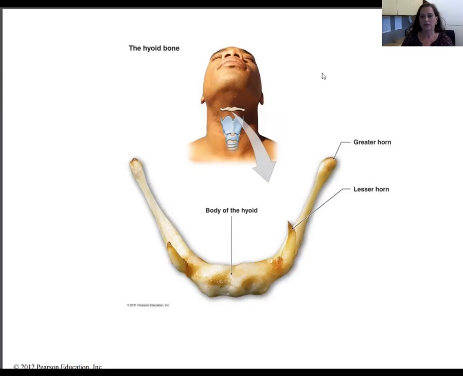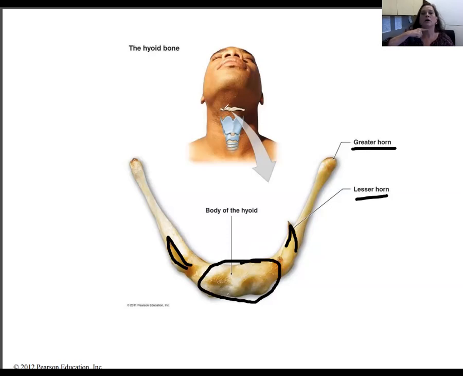Okay, there are parts of this hyoid bone you have to know. The back ends of this hyoid bone are called the greater horns. And then these two fang-type structures are your lesser horns. Then all of this area right here in the front is called the body of the hyoid.